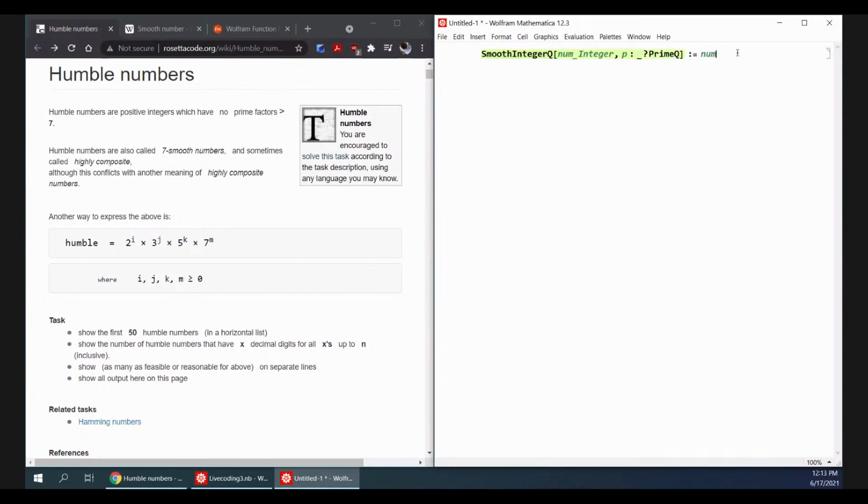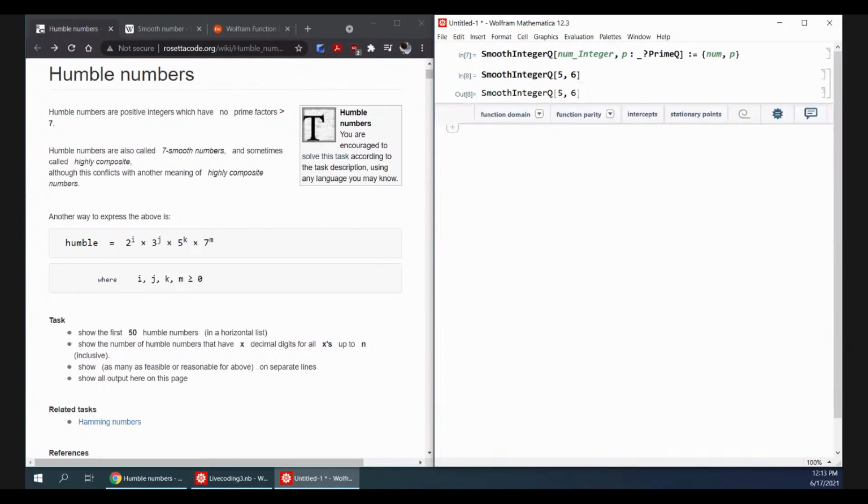So this would also return unevaluated if we gave it a non-prime, right? Theoretically, yes. For example, right now the function will just return num and P if it evaluates. So if we said 5 and something that's not prime, like 6, it returns unevaluated. If we say something that is prime, like 7, then it returns that.